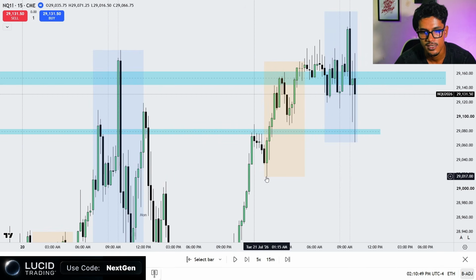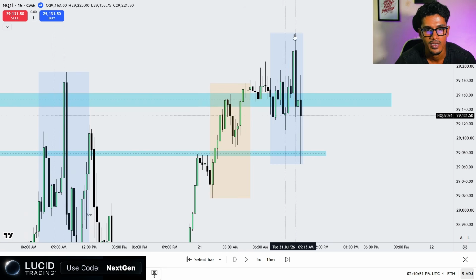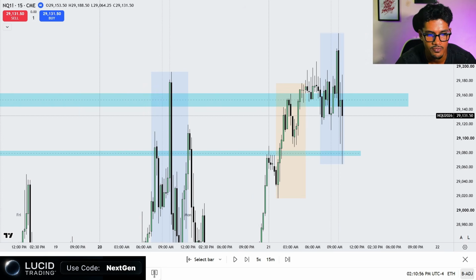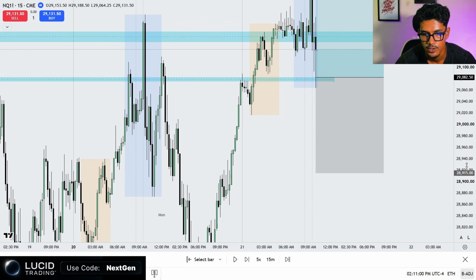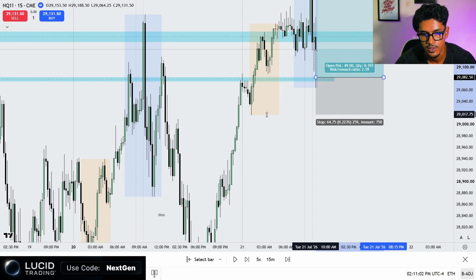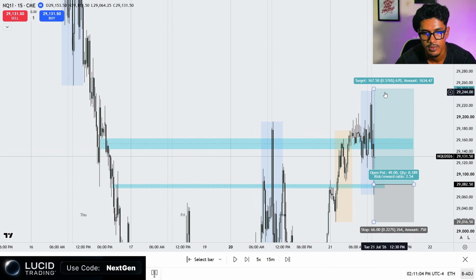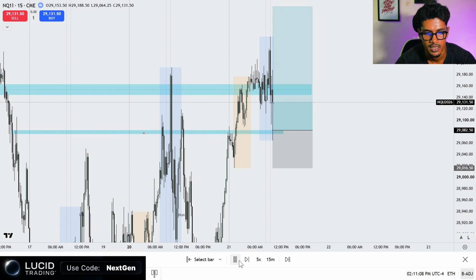So if this is going to be the low of the day, when after market open we retrace down, where should your focus be? Within this gap, right? Within this gap, and you're probably going to place your stop somewhere around here, and maybe target something like this, and let it play out.